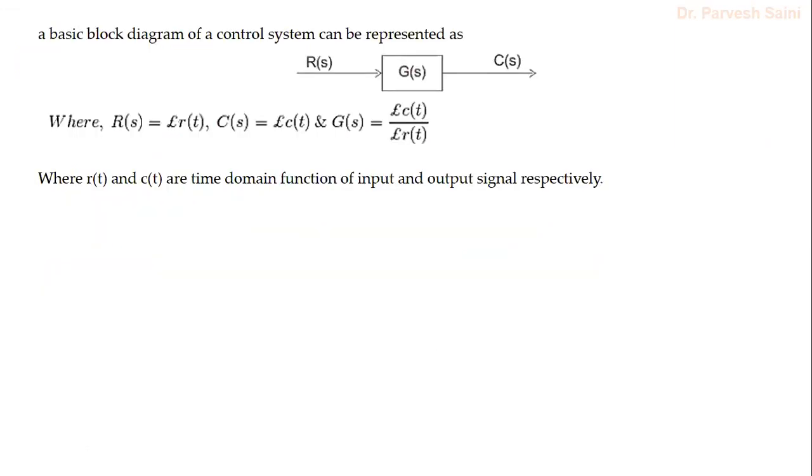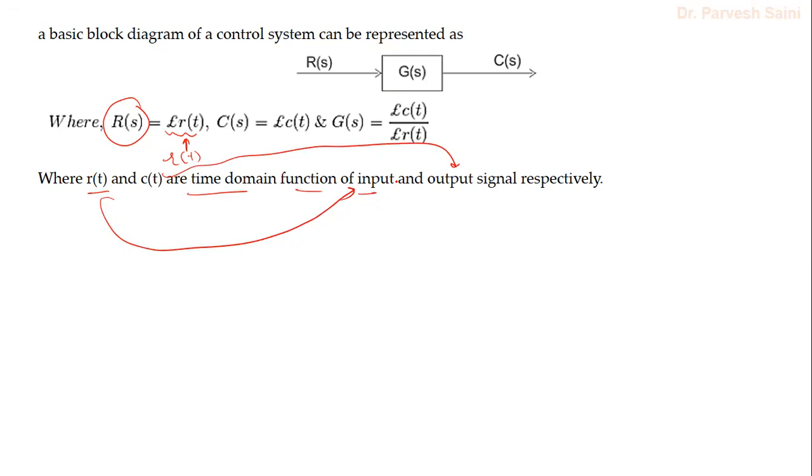So if R(s) is the input, C(s) is the output, G(s) gives us the transfer function, where R(s) is the Laplace transform of r(t), where r(t) is the time domain function of the input. And this c(t) is the time domain function of the output signal respectively. So this is how we represent the transfer function of any system.